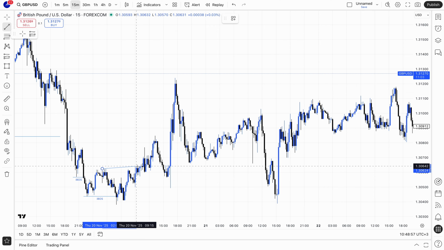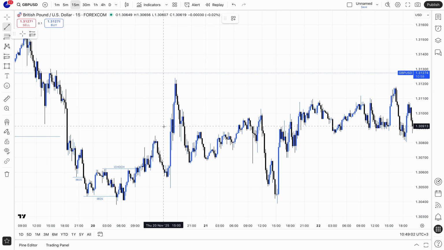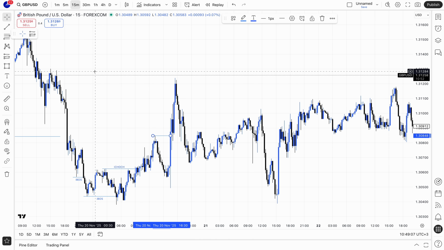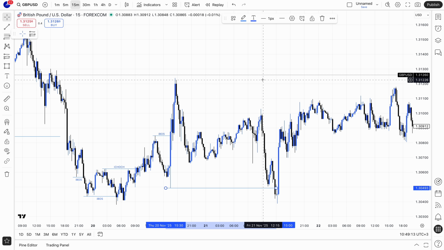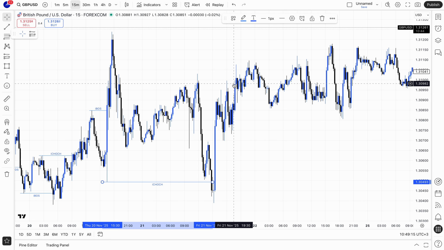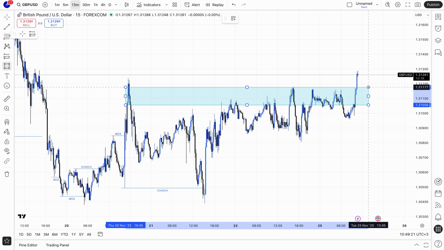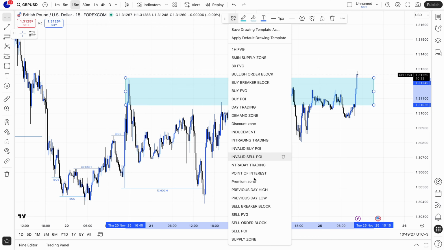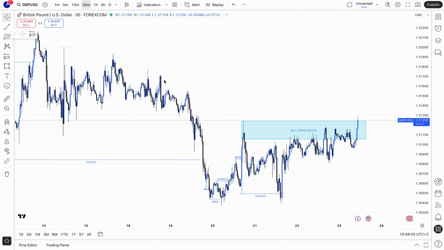Then we had our change of character to the upside, internal structure. Then a break of structure to the upside, continuation. Then we had a change of character to the downside. And then we had our supply zone, which is this one. Though this time around our sell demand zone, you can see it's disrespected. You can see it's disrespected, right?